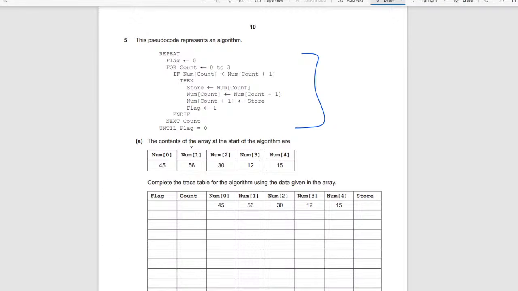And it says the content of the array at the start of the algorithm is this. Okay, so that is the algorithm, and we are supposed to complete the trace table. Okay, so let's begin. Let us begin.